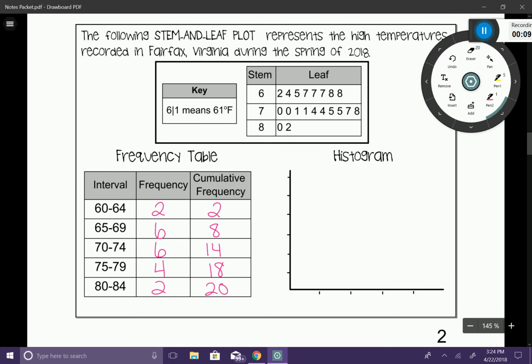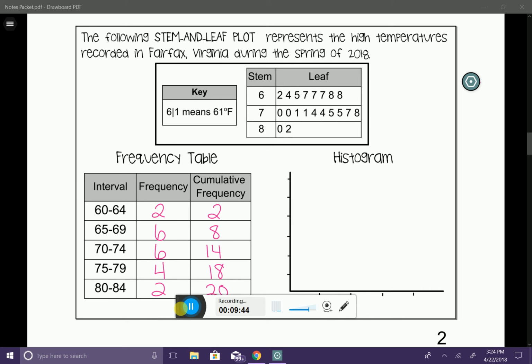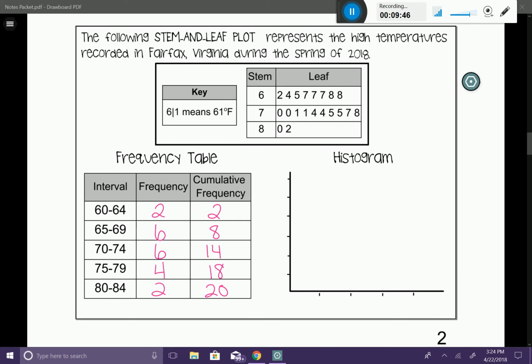Let me grab my pen. Okay, the first thing we're going to do is give our histogram a name. We're going to say that this is going to be the high temperatures this time. Then I'm going to jump down to the x-axis, and I'm going to give this a name. We'll say temperatures, in degrees Fahrenheit.